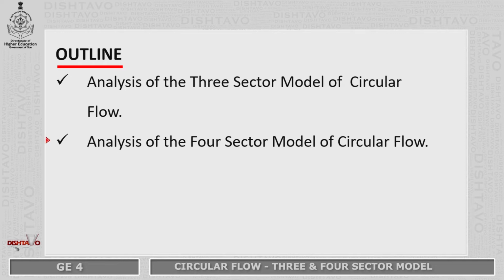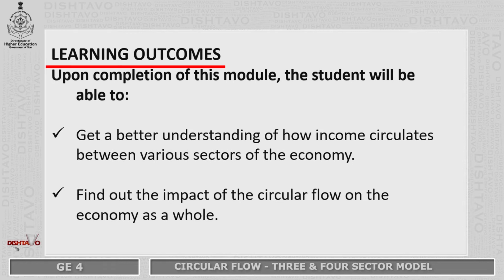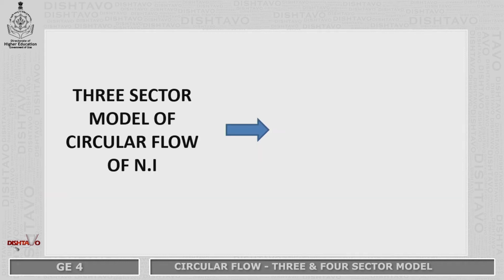We will also focus on the extended model, which comprises of 4 sectors, and we will touch upon the significance of the circular flow. At the end of this module, you will be able to get a better understanding of how income circulates between various sectors of the economy and also understand how this circulation of income impacts the economy at large. So let us look at the 3 sector model.